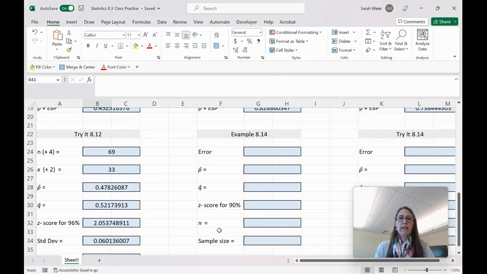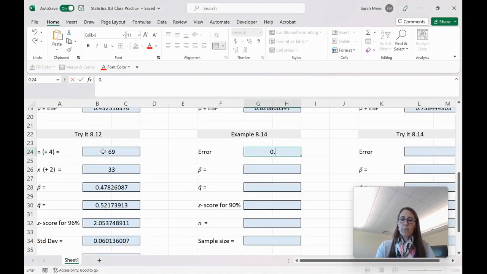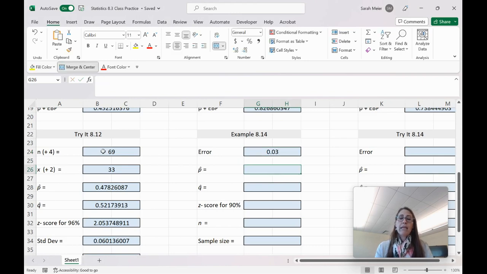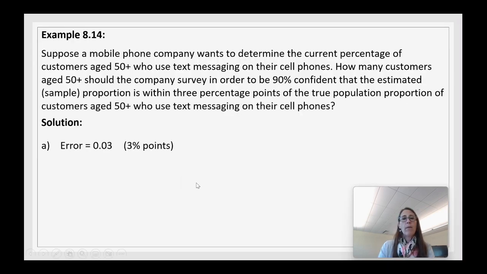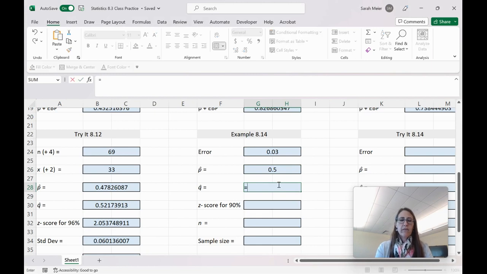So, hopping over to Excel, what is the error that we're looking for? Okay, so it's 0.03 because we want to be within 3 percentage points. They say 3 percentage points in the problem, so that's 0.03. So put that in here, 0.03. P hat, are we given a P hat in our problem? We're not, so we're going to use 0.5. And then 1 minus 0.5 is 0.5.